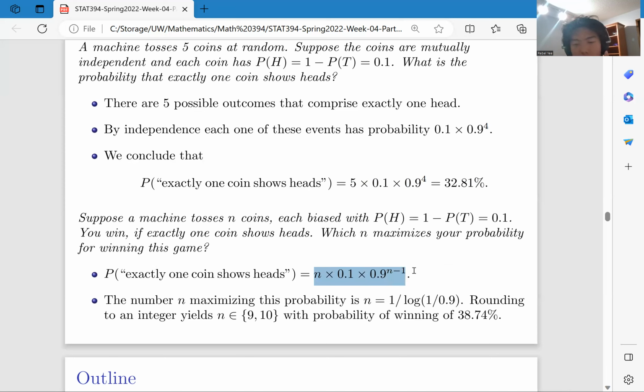How to maximize this term? Let me see. For every increase of n, the proportion of the increase must be greater than 0.9. Like, 0.9 is like 10%. If that's greater than 10%, we increase its chance of winning. But if it's smaller than the 10%, as 0.9, we are decreasing the total probability as this formula gives us.